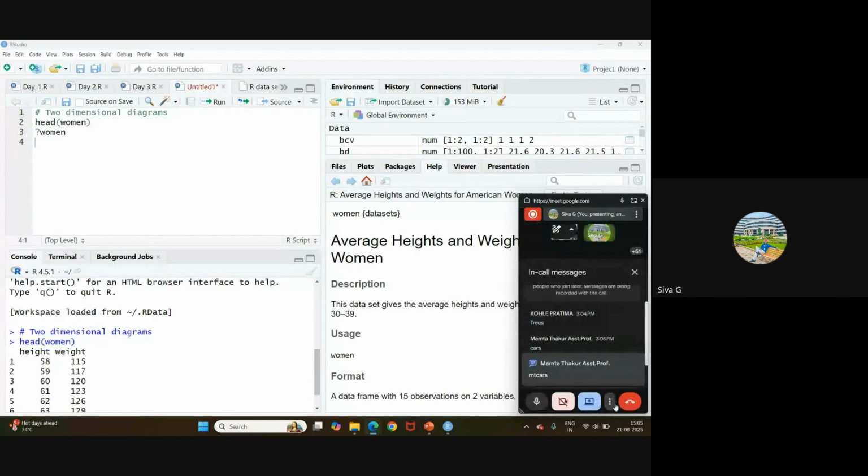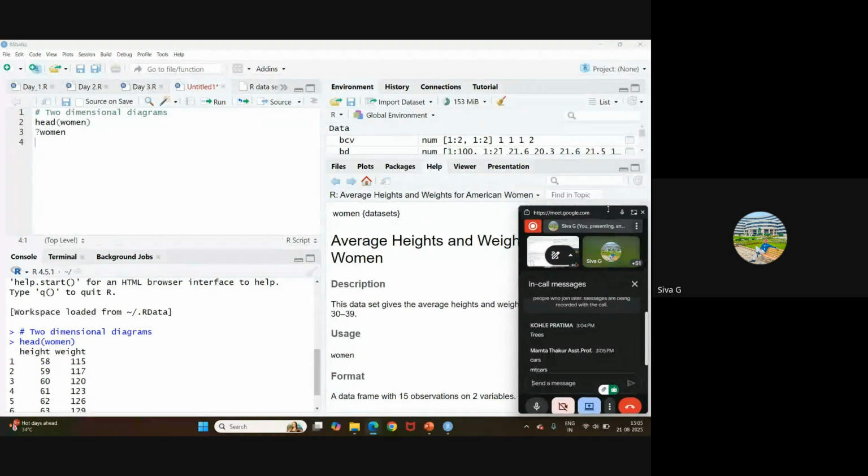Someone texted, right? mtcars. Okay, madam, I will take mtcars. So I have taken one data set, that is women. So let me discuss about this two dimension only, right? So this is enough for our scatter diagram. Then I will go for mtcars.